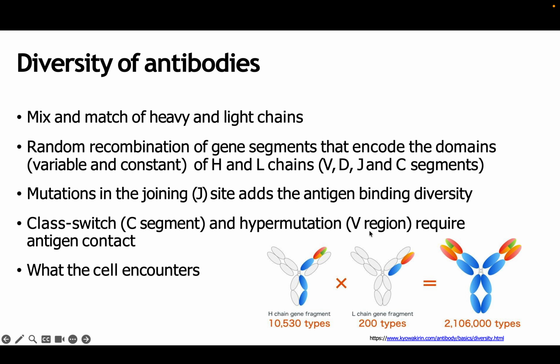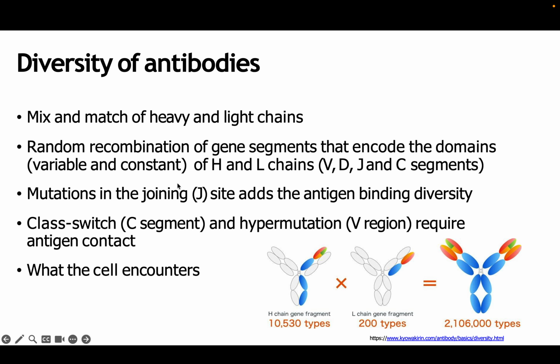So because of these diverse processes, we can get a huge amount of diversity in antibodies, because we're doing random recombination of gene segments. So we're basically having different VDJ segments from the heavy and the light chains. So that's one source of diversity.